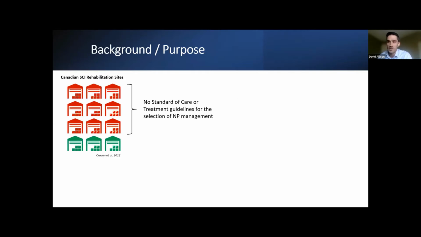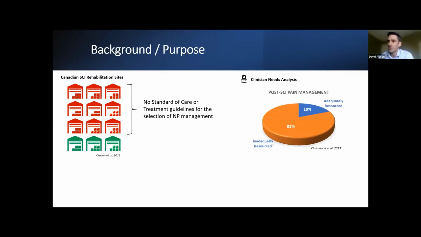There's been a number of studies that highlight this. One looked at 12 different Canadian spinal cord injury rehabilitation sites, and found that 9 of these sites had no standard of care and no treatment guidelines of any form for selecting treatments for neuropathic pain after spinal cord injury. In addition, if we look at responses from clinicians, there have been a number of studies on clinician needs analysis. This is one I'm highlighting out of Australia, and what they found is that the vast majority of clinicians felt inadequately resourced to manage post-spinal cord injury pain.